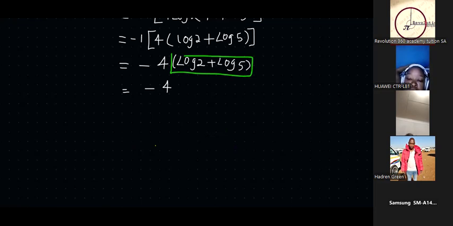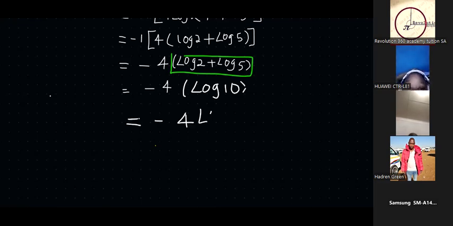So the next step here, you understand that that will be the log of you multiplying 2 times 5. That is going to be 10. Do you see? And then you're having -4. Let me write it properly: -4 log 10.